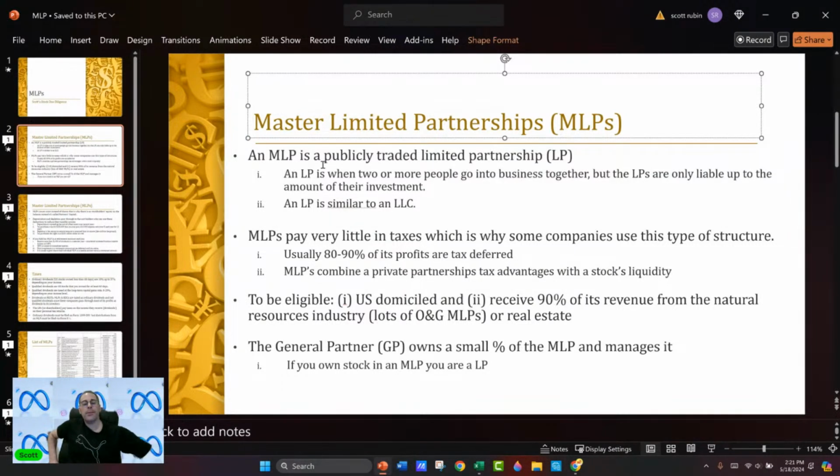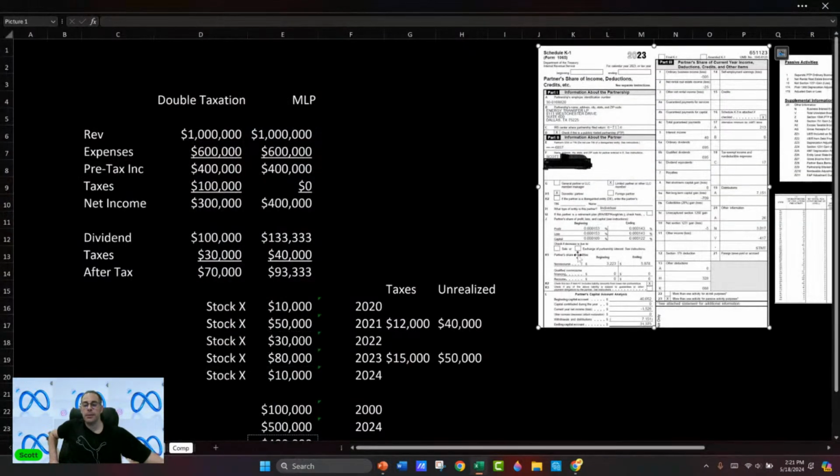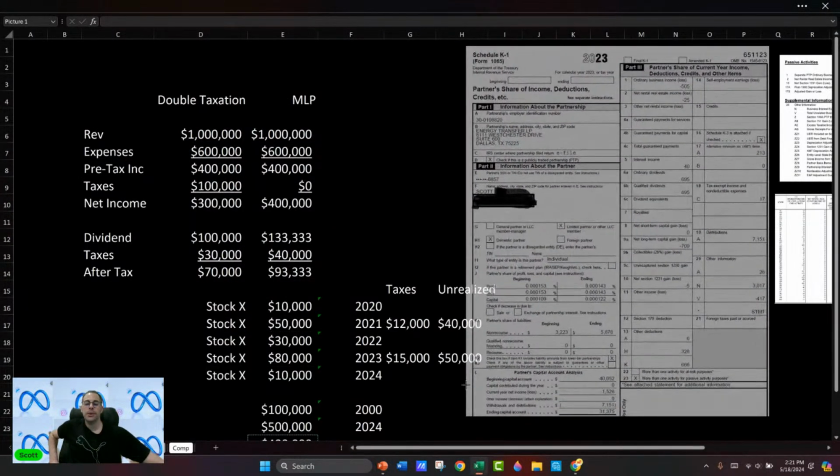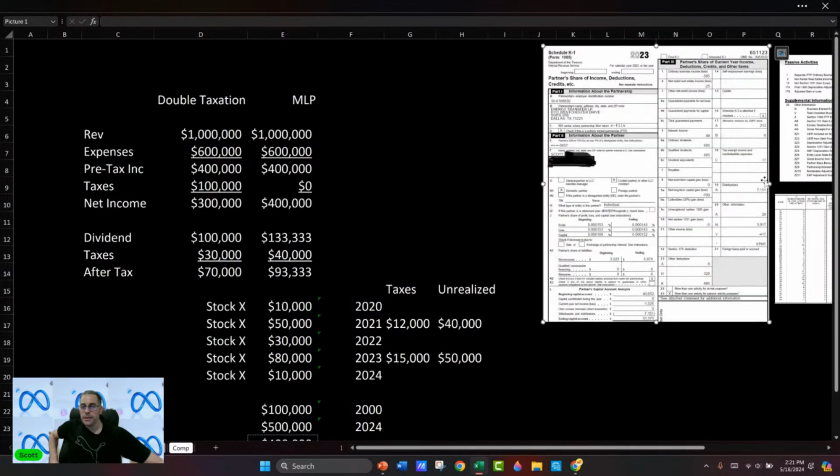So these PowerPoint slides, I'm going to get into. This is my K-1 from Energy Transfer 2023. I redacted it. I just blacked out my address. I'll show you what my accountant does to file my taxes. And then these are also part of the K-1. They give you more information.